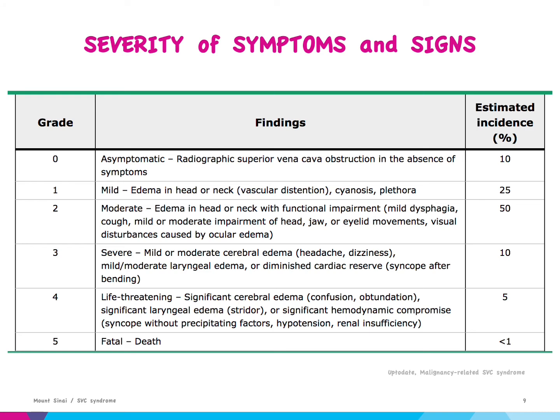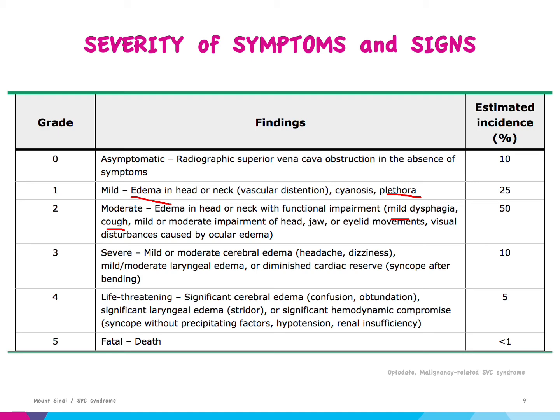There are no universal charts to grade the symptoms and the signs of the SVC syndrome. This table is taken from UpToDate and just puts together the most frequent symptoms and signs and how we can differentiate from mild to life-threatening symptoms. So the most common ones that we're going to find are usually the edema of the head and the neck, the plethora, some mild dysphagia, some cough, some shortness of breath. These are all grade 1 or 2, so mild or moderate symptoms.